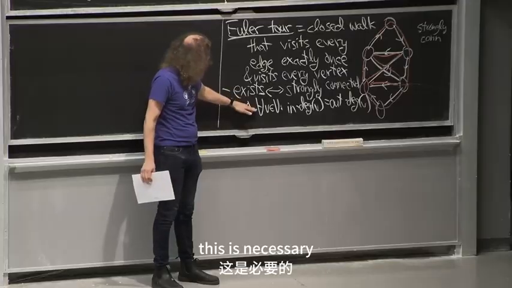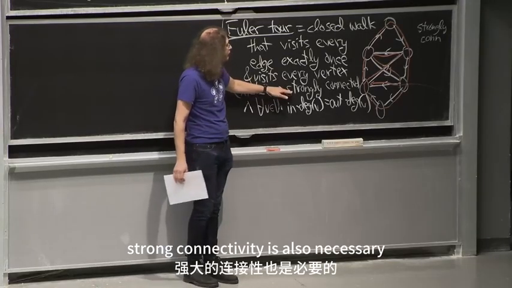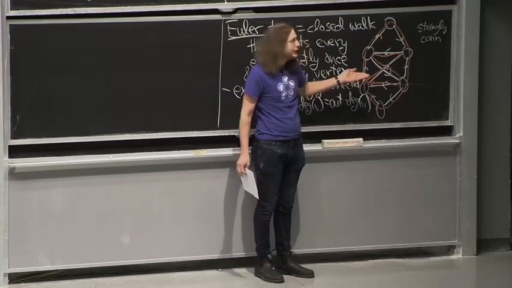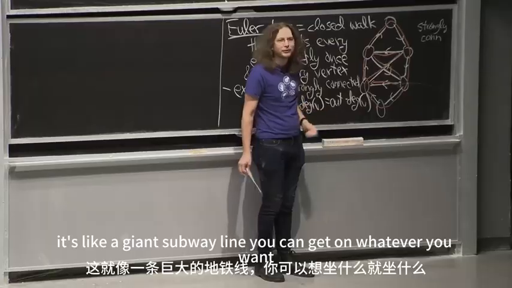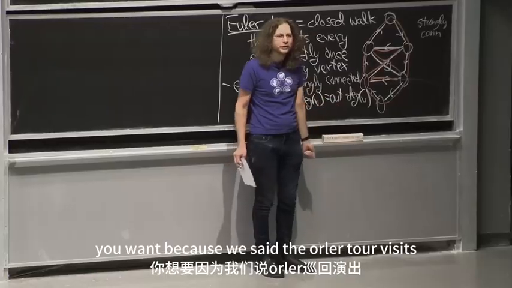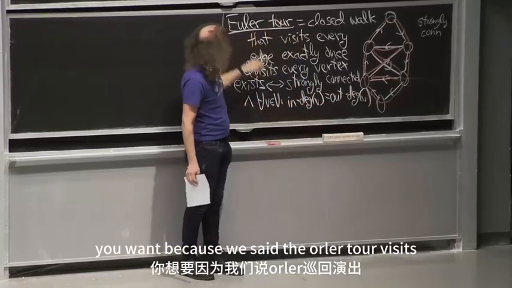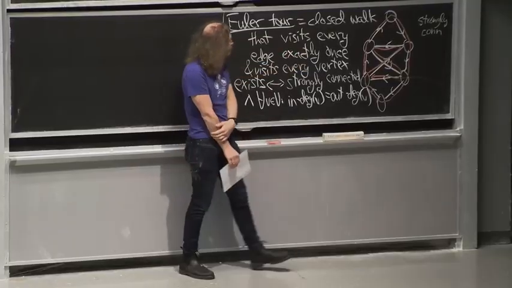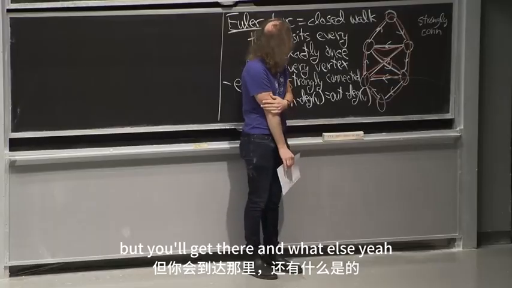So certainly this is necessary. Strong connectivity is also necessary because the Euler tour gives you a way to get from anywhere to anywhere. It's like a giant subway line. You can get on whenever you want and follow it until you get to whatever vertex you want. Because we said the Euler tour visits every vertex, that's a way to get from anywhere to anywhere. It might take a while, but you'll get there.